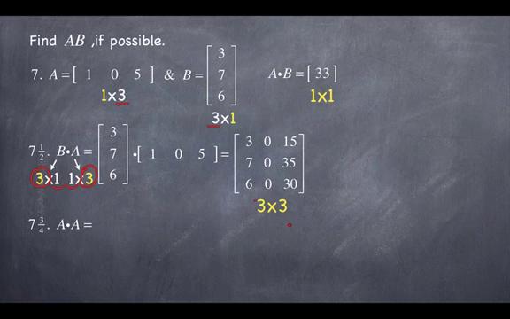Can we perform A times A? Let's look at the order. 1 by 3, and 1 by 3. This is the order of the first matrix, 1 by 3. The order of the same matrix is 1 by 3. Since these numbers do not match, not possible. This concludes the video.